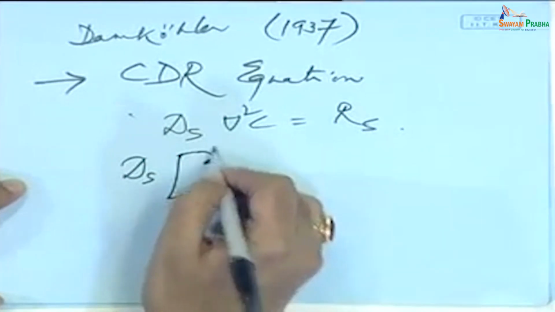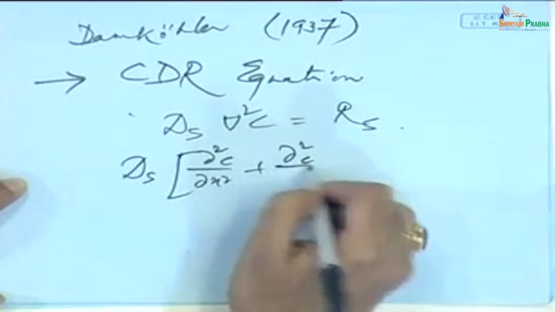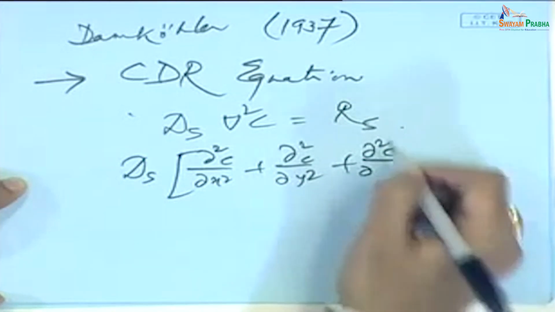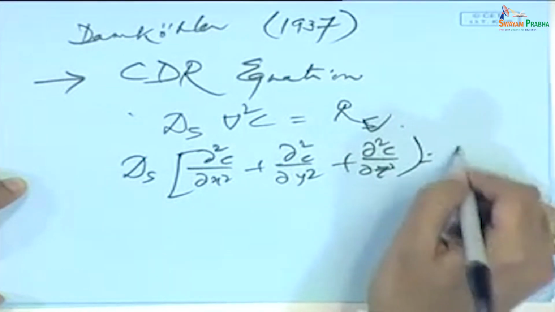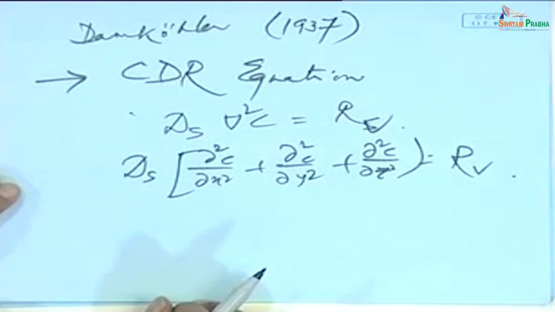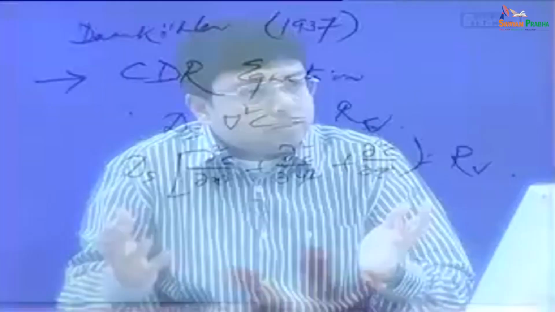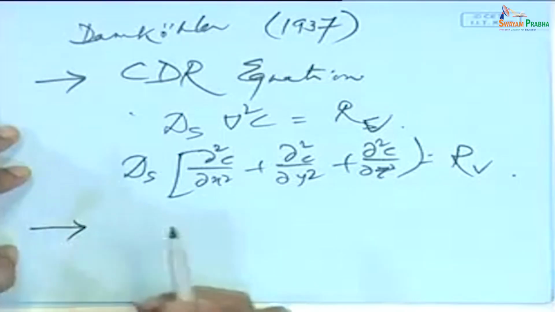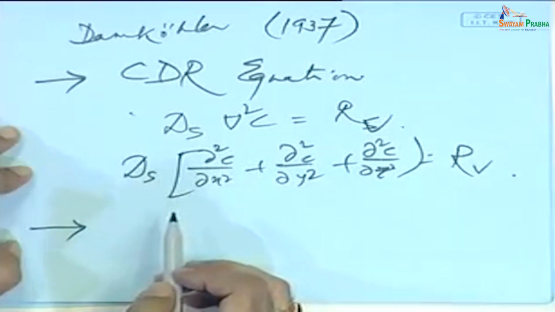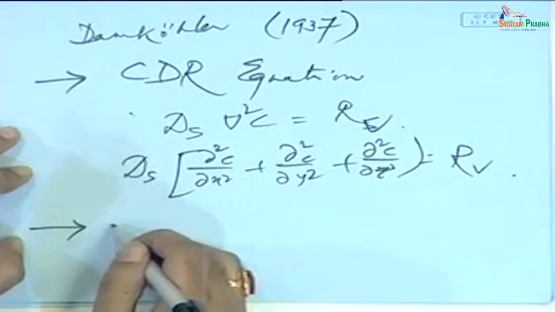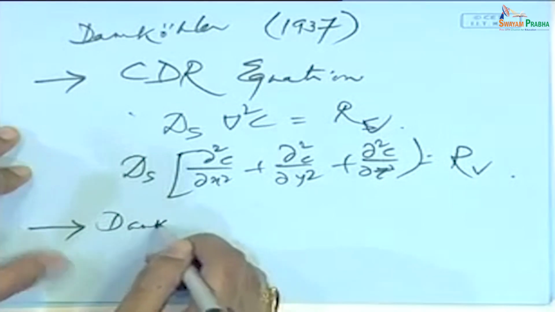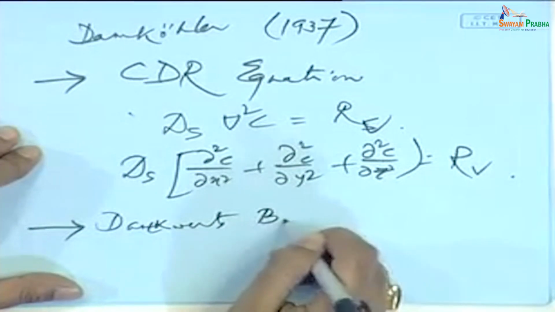coordinates. So, Ds times del 2 c del x square plus del 2 c del y square plus del 2 c del z square equals R. And if you come to think of it, in 1937 to write something like that was a big deal, because it's not just writing an equation, it is bringing together the concepts that are embedded in that equation. He was the first one who wrote the CDR equation. He was also the first one, or maybe the second one after Langmuir, to write something else. Langmuir is the first chemical engineer to get the Nobel Prize. Langmuir wrote it slightly before that, but he wrote the one which is known as the Danckwerts boundary condition.